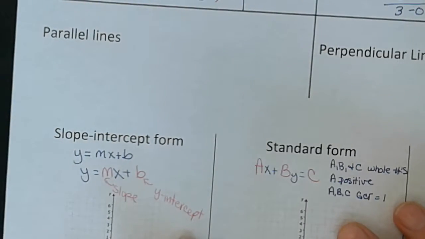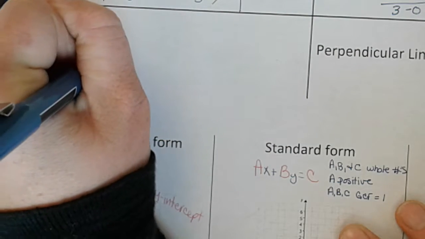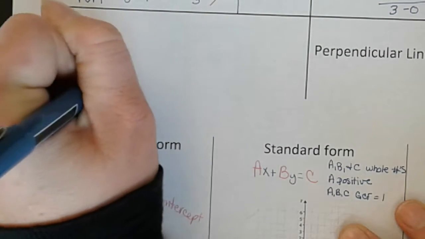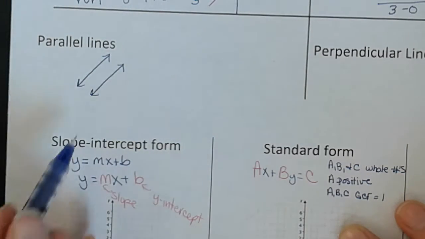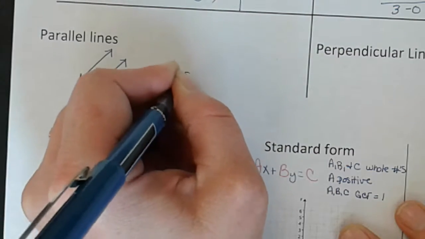So now when we're comparing two lines, how do we know if they're parallel or perpendicular? Well, parallel lines are going to look like this, right? So here's a line, and then here's another line that's parallel to it. If you look at those two lines, you can see they're rising at the same speed. So these are going to have the same slope.